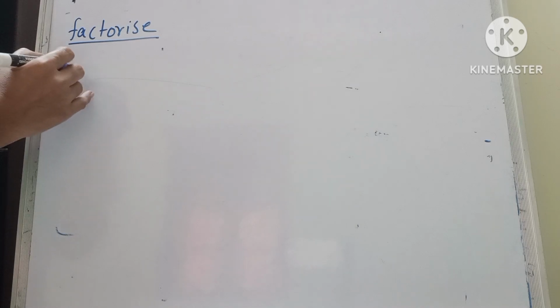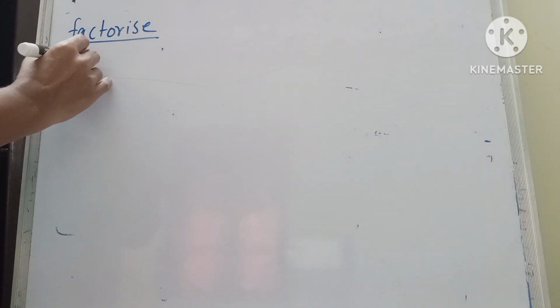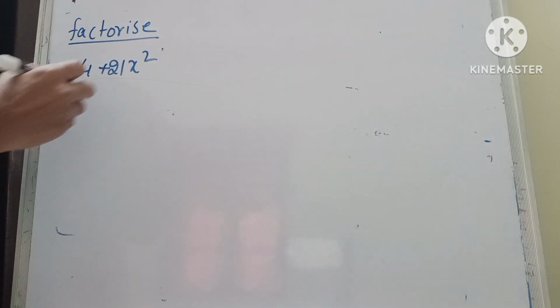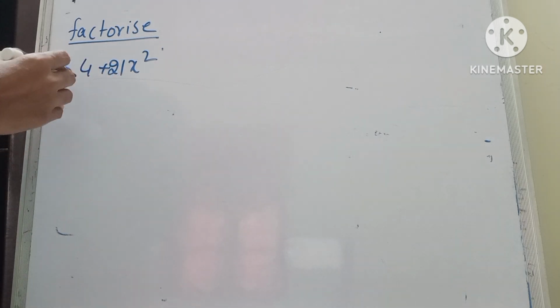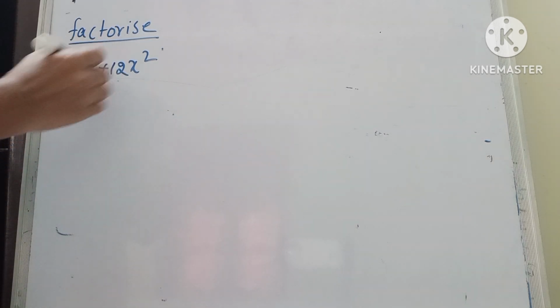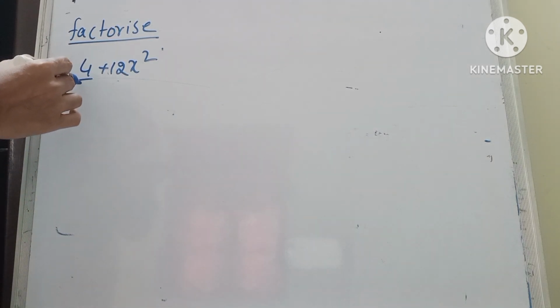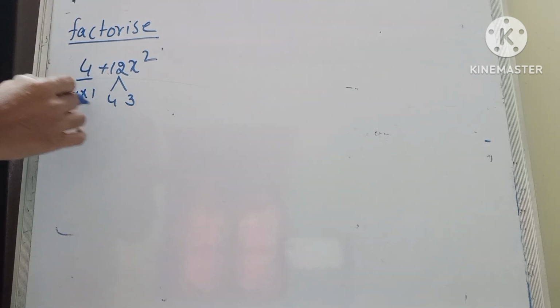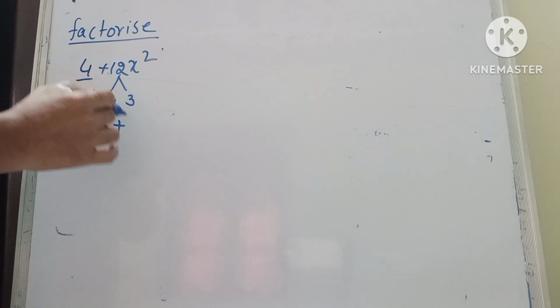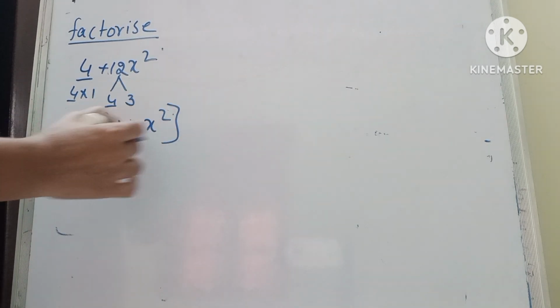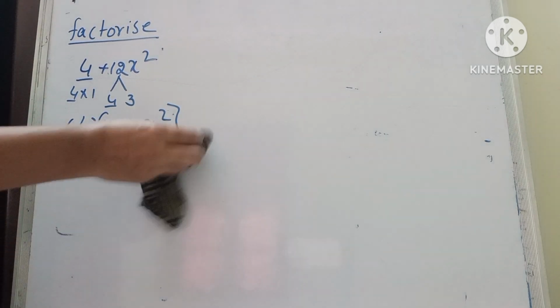Next, 4 plus 12x². Sorry, this is not 21, 12x². In both the terms, what is the common factor? 4 is the common factor. 12 is 4 times 3. This is 4 times 1. So 4 is the common factor. Then bring out the 4 as common factor. 4 times 1 plus 3x² is left. So 4 and 1 plus 3x² are the factors of 4 plus 12x².